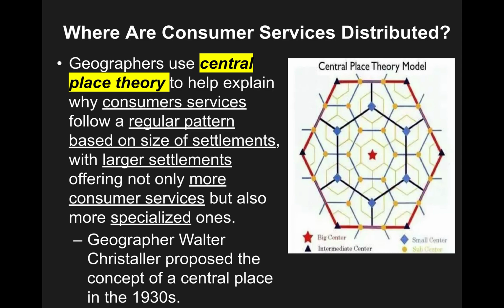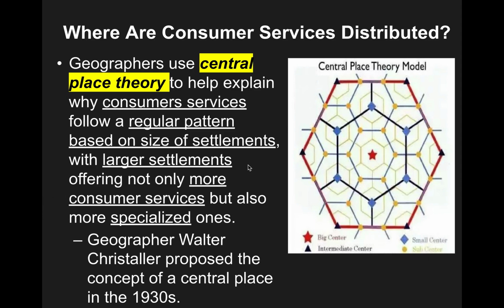The German geographer known as Walter Christaller studied the southern area of Germany, and then it was later in the 1930s, and with this he came up with a regular pattern of a hexagon. A hexagon is the shape used because it's the least overlapping of services. So it's the one shape with the least amount of gaps. And he based his findings on regular settlement patterns based on size of settlements. Larger settlements offer not only more consumer services but also specialized ones.